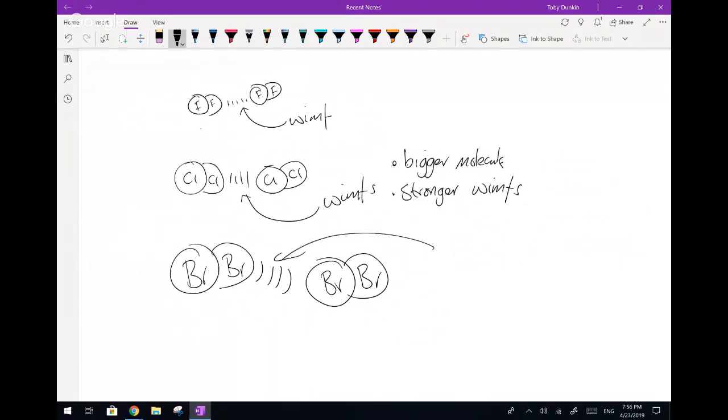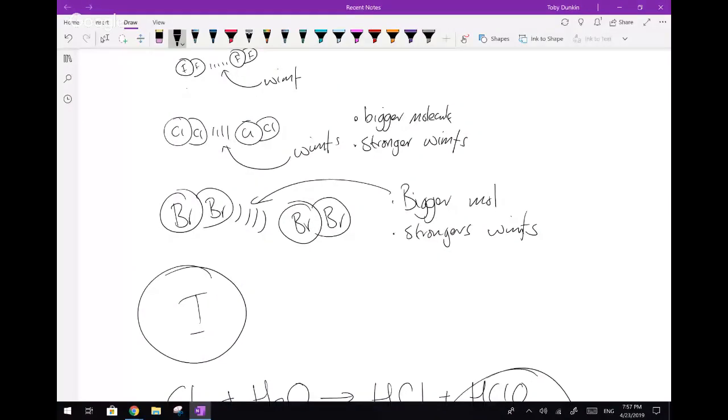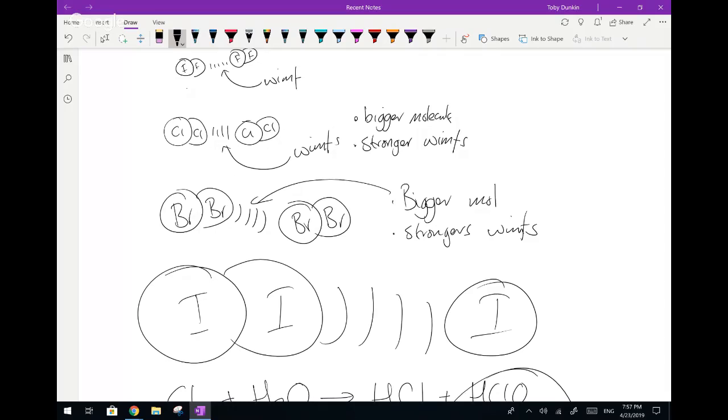Bigger molecule, therefore stronger WIMPs, therefore higher boiling point. And then you get iodine. Iodine is enormous. And her WIMPs are strong enough to make her a solid at room temperature. Kind of nice to drop into a little bit.